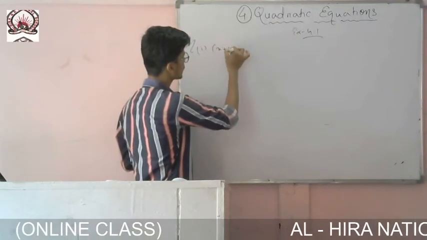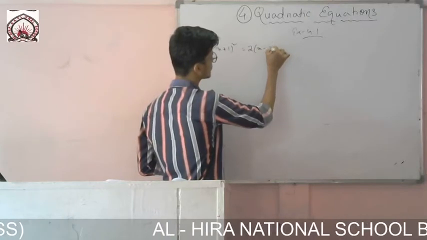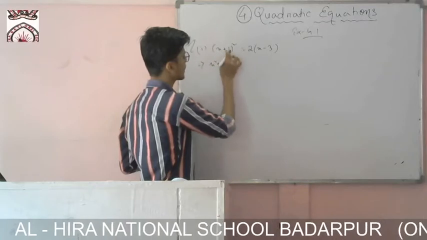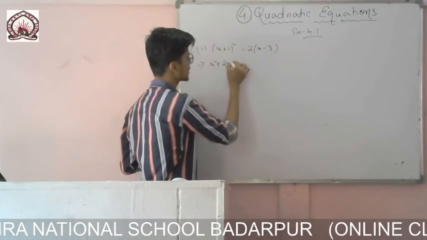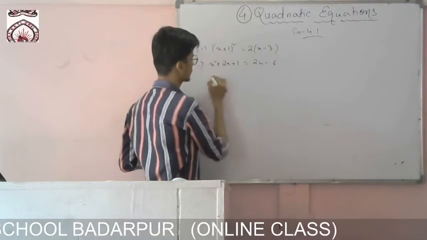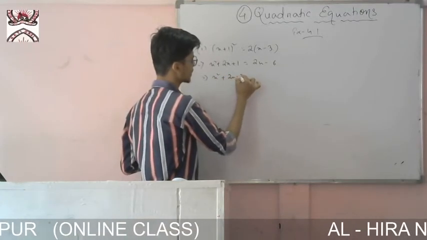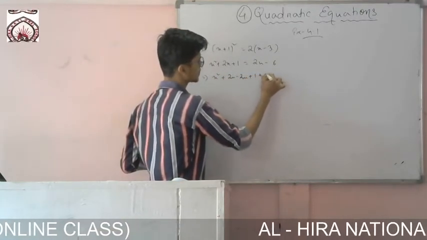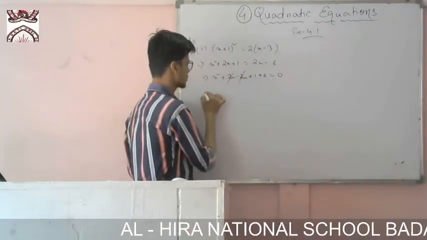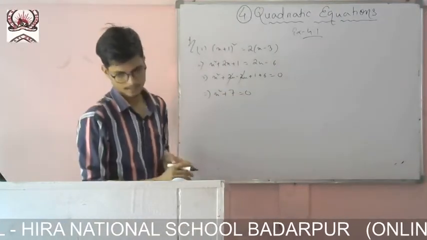It is x plus 1 whole square equals to 2 into x minus 3. If I go on solving, then this one will be a plus b whole square, a square plus twice ab plus b square, equals to twice x minus 3, 2s are 6. So if I go on writing, then it will be x square plus 2x minus 2x plus 1 plus 6 equals to 0. Okay, so plus 2x minus 2x cancelled, so x square plus 7 equals to 0.